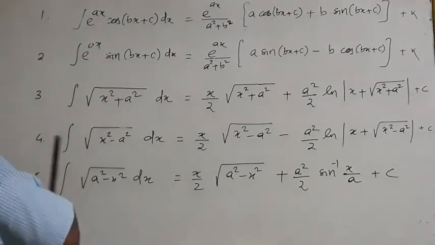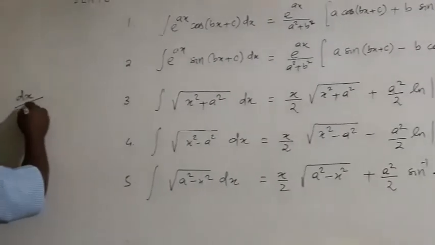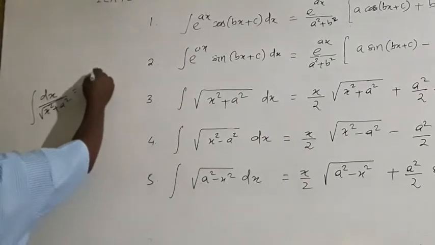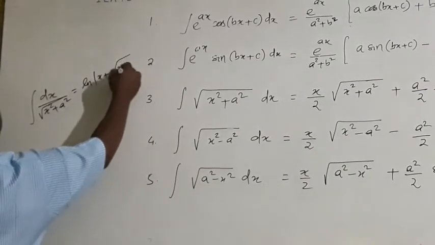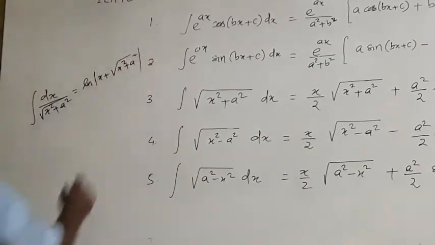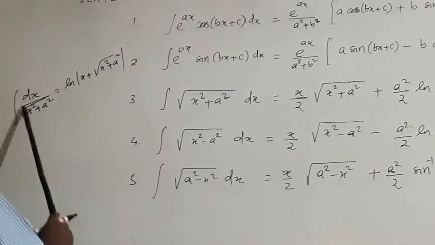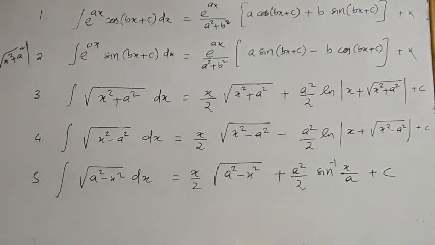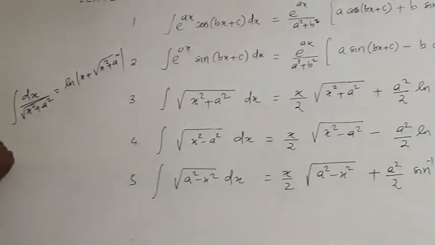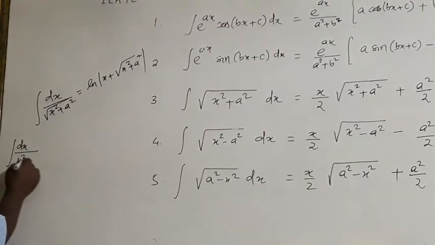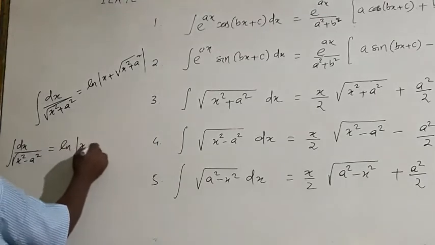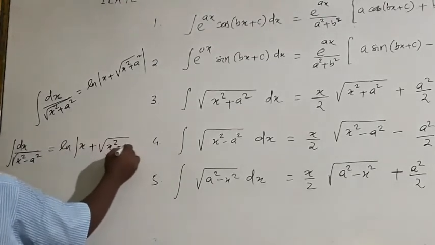Now, what is the integration formula of dx by root over x square plus a square? You know it. It is ln of x plus root of x square plus a square. So you have to write a square by 2 ln x plus root of x square plus a square. What is the integration of dx by root over x square minus a square? It is also ln x plus root of x square minus a square.